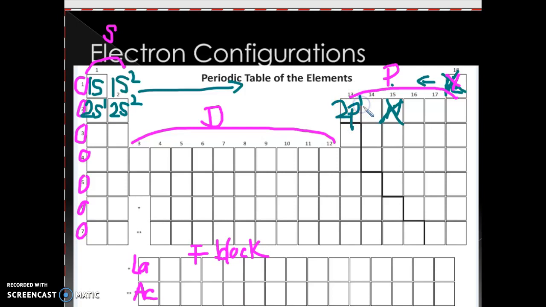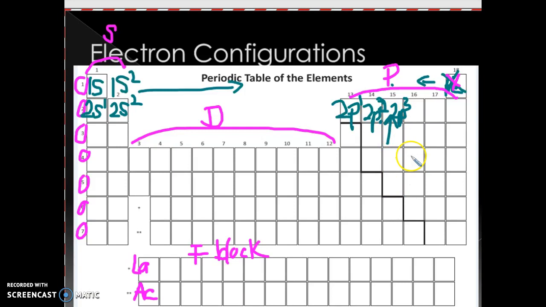2p1, 2p2. Look at how big the p block is. The p block holds a maximum of 6 electrons. So this one right here, I'm guessing you're thinking about what it's going to be. This one was 2p2. This one right here is 2p3. And then we stop. Why? Because we're doing this element right here.